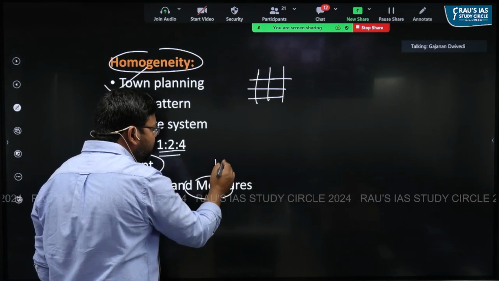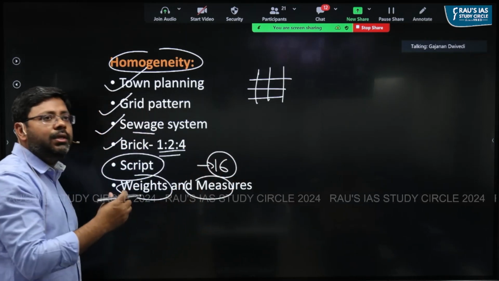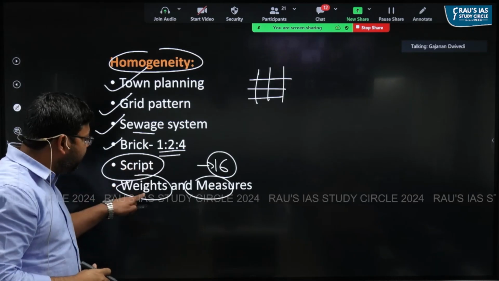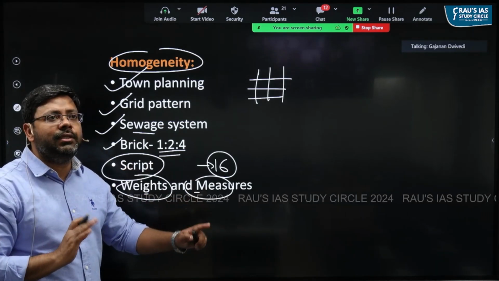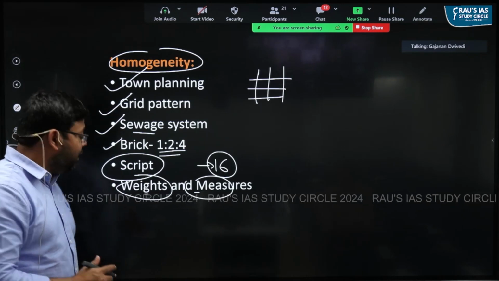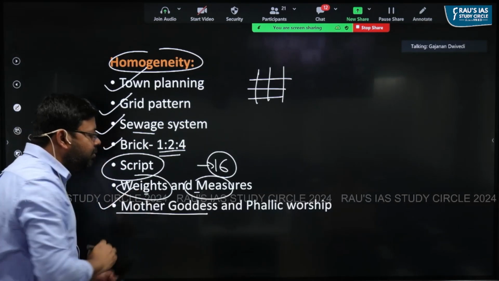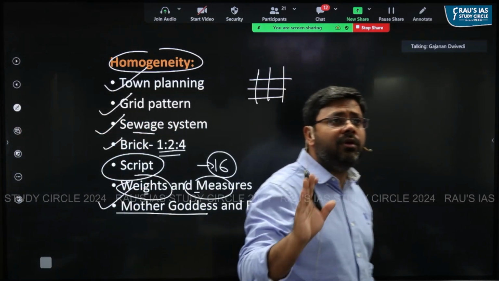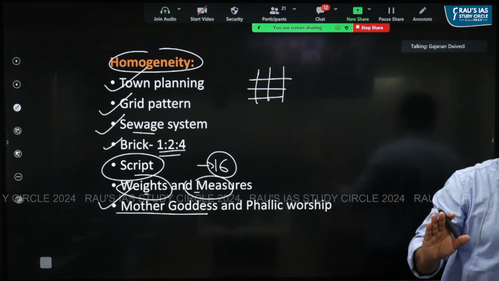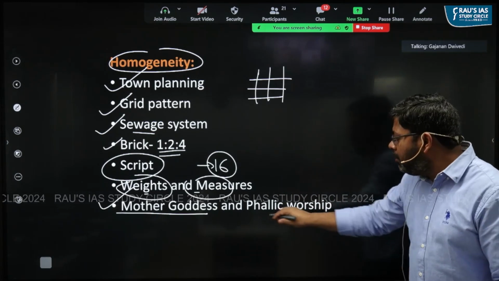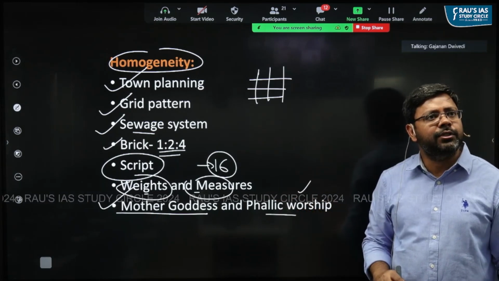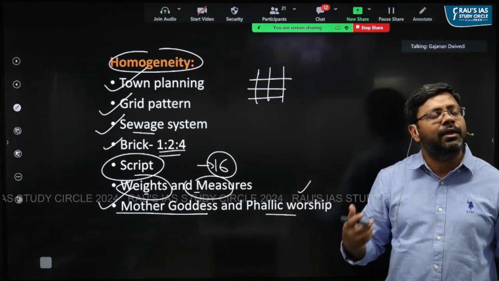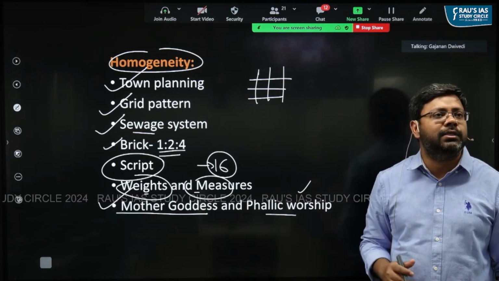The ratio was in the form of 16, no? 16, 64. This is how the weight they were increasing, but weights and measures, constant weights and measures, they were using across IBC. Across IBC, we have found the evidence of Mother Goddess. Every site has given the evidence of the worship of Mother Goddess. Similar element, homogeneity, phallic worship. Shivling is an example of phallic worship. So they were all phallic worshippers. We have found the evidence of phallic worship from all the sites.